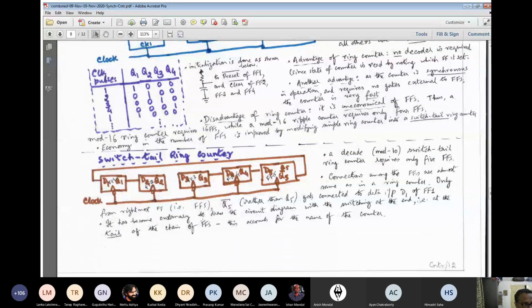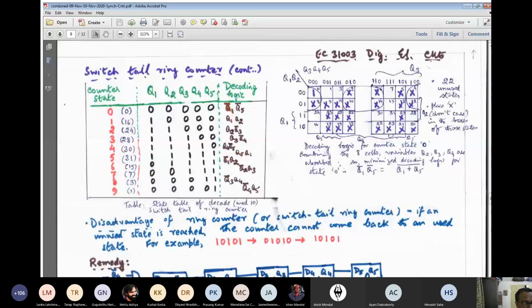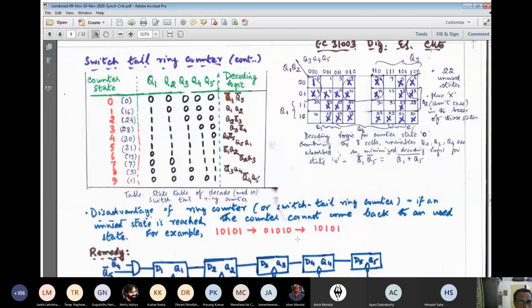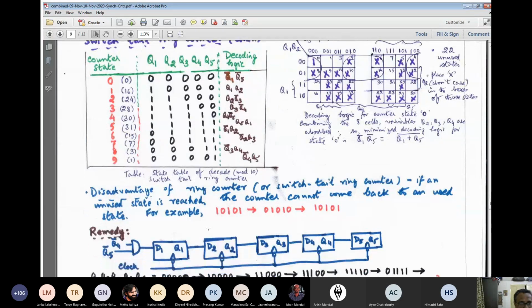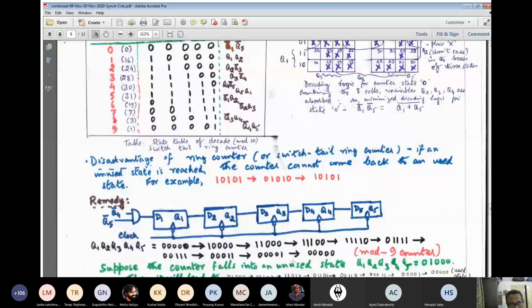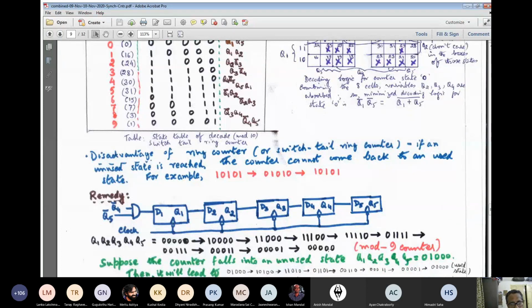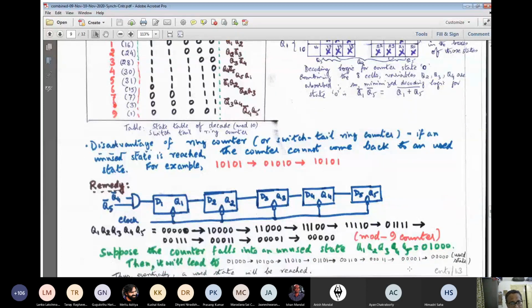And the danger that always is there for ring counter and switch tail ring counter is that if the system falls into an unused state, it will go from one unused state to another unused state and will never be able to come back. Because it will fall into a loop, that loop is a vicious loop. So you have to make arrangements such that if it falls into some unused state, after going through a number of unused states, it should fall back to a used state. It can come there directly or by going via some unused states.